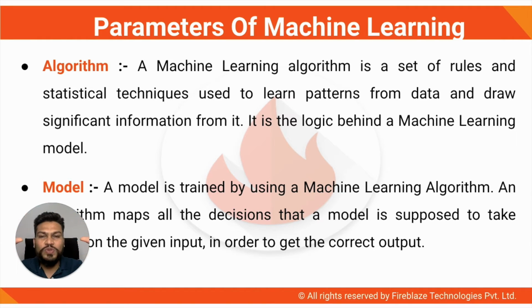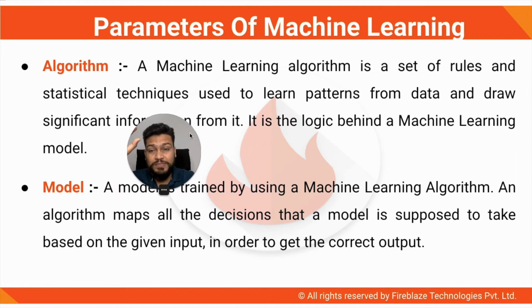Similarly, all those steps which would come to give that baby that inference, those mathematical steps, statistical techniques, are nothing but an algorithm. Okay, and the baby will have certain inference out of it, right? That is the process of learning. So algorithm, again, let me just read it out for you. A machine learning algorithm is a set of rules and statistical techniques used to learn the pattern from the data and draw significant important information from it. And it is the core logic behind the machine learning model.